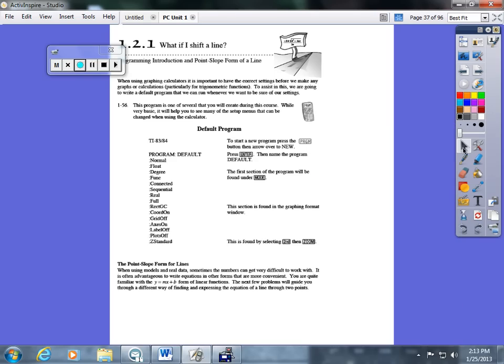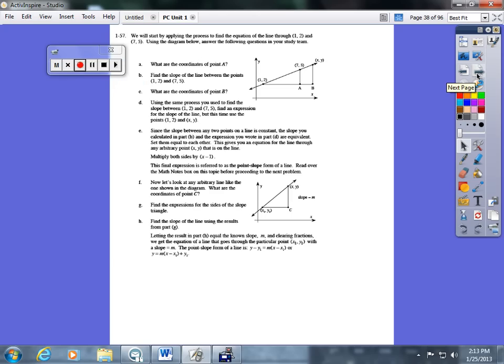We're going to skip this part here. We'll do some programming with a calculator in class. It's a little easier to explain. So we're going to start with number 57.